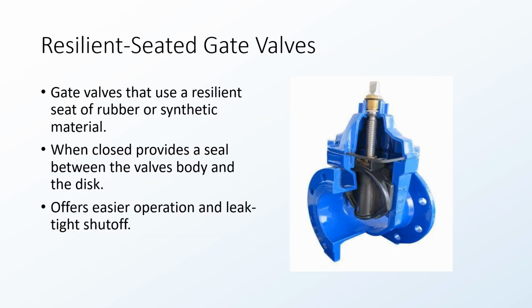Resilient seated gate valves. This is what I think most water systems are installing. You want this resilient seated gate valve. They use a synthetic material or a rubber of some kind, and it provides a better seal against the valve body, and offers easier operation and leak-tight shutoff. So when you're selecting your valves, a lot of times you might see resilient wedge or resilient seated, but these valves are what's most commonly installed in distribution systems nowadays.